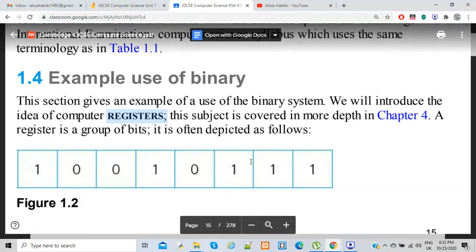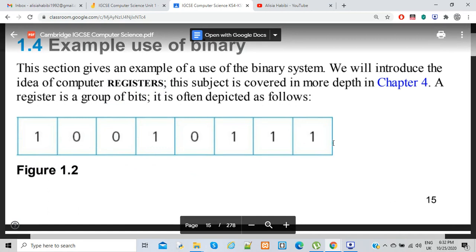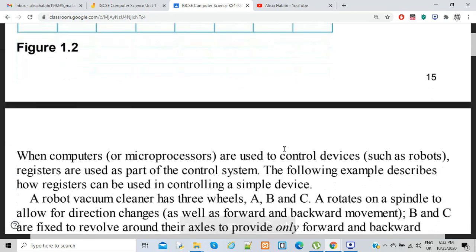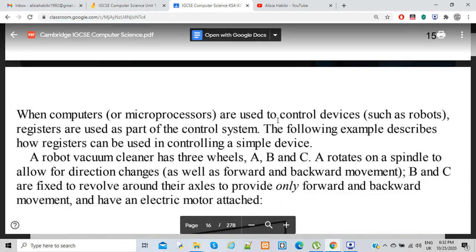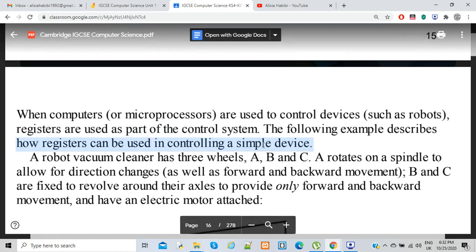So here we have 1 byte of instruction, and we can see that we have multiple bits of ones and zeros. If we were to use this as an instruction for a particular control system, remember that digital systems and control systems have microprocessor chips, which are used to control the system with the help of registers. These registers would essentially be found on these microprocessor chips. When computers or microprocessors are used to control devices such as robots, registers are used as part of the control system. The following example describes how registers can be used in controlling a simple device.